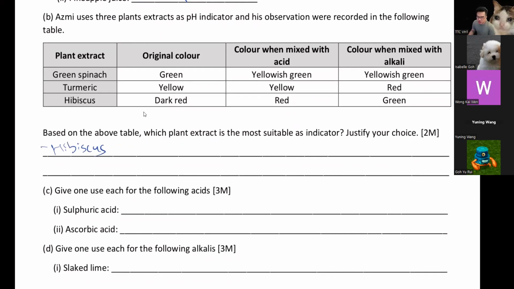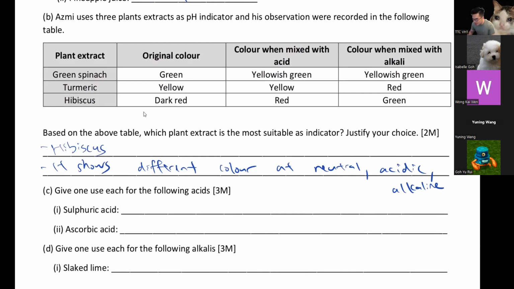Okay, justify your choice. Why are we using hibiscus? Because it shows different color at neutral, acidic, and alkaline. Oh, really? Okay, okay. Wow, cool.